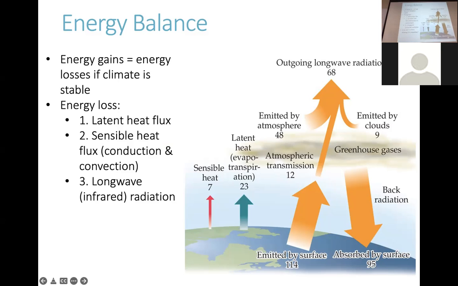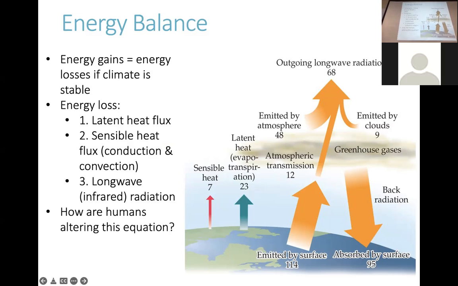How are humans altering this equation? What are we doing? Everyone knows this. What are we releasing? What's one greenhouse gas that you know that we release? Carbon dioxide. Carbon dioxide, that's one of them. I'm going to write down the main greenhouse gases and how we're affecting this reduction in outgoing long wave radiation just through our actions. So CO2 is the most well-known greenhouse gas.